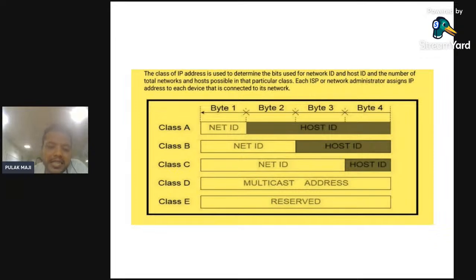As you can see here, class D is generally used for multicast addresses, and class E is reserved for research and development purposes. In future, if we need any kind of IP addresses for research or development, we can go with these. So class D and class E we are not using, but class A, B, and C we use in real-time environments. We need to remember: class A has 1 network octet and 3 host octets, class B has 2 network and 2 host, and class C has 3 network and 1 host.